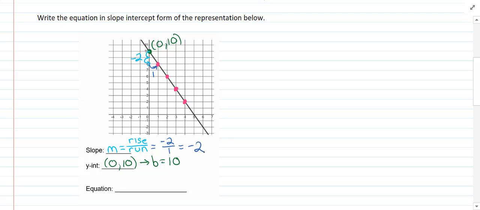So plugging that into our equation, the y is always going to be in our equation. The x is always going to be in the equation. We need to plug in the m, which is our slope, -2. And we need to plug in the b value, which is 10. So the equation of this line is y = -2x + 10.